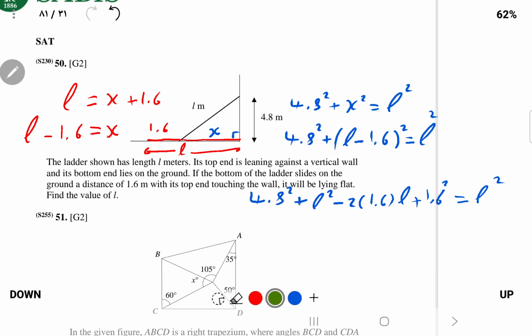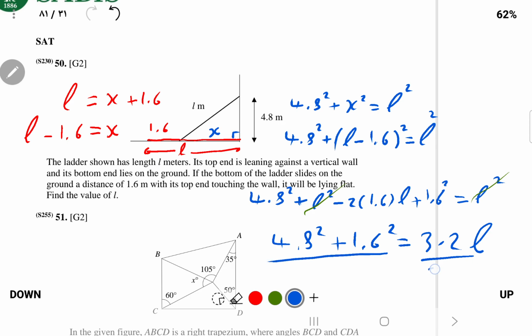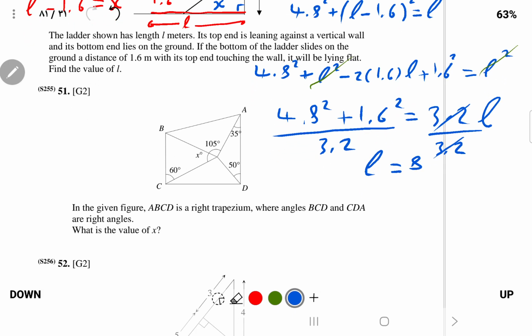Now cancel L squared and L squared from both sides of the equation, and then you have to solve the rest. So 4.8 squared plus 1.6 squared is equal to 2 times 1.6 is 3.2. Take it to the other side, it becomes 3.2 L. Now divide both sides by 3.2 here and 3.2 here. You get L equal 8. Okay, now to solve the next question.